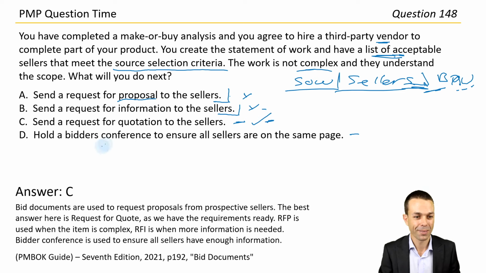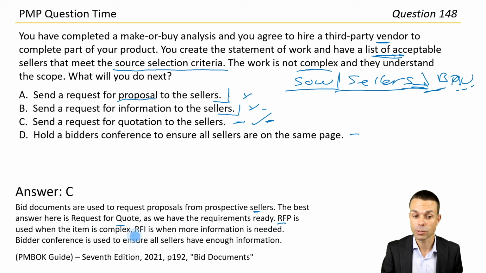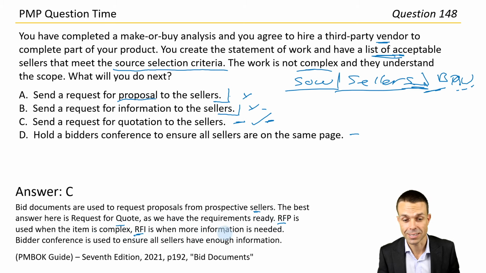Okay, excellent work. The bid documents are used to request proposals from prospective sellers. The best answer here is request for quote, as we have the requirements ready. Request for proposal is used when the item is complex. Request for information is when more information is needed. Bidder conference is used to ensure all sellers have enough information. Page 192, bid documents in the PMBOK guide.